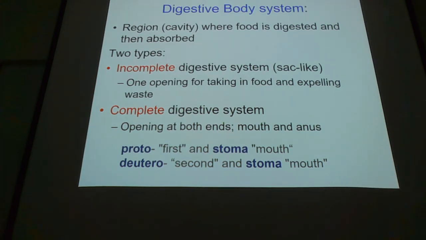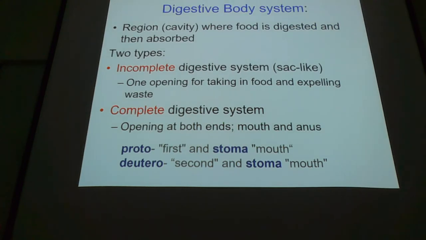In this regard, there are some groups of animals we cannot even classify as protostomes or deuterostomes, because what I told you about protostomes and deuterostomes implies that you have 2 openings there. So animals that have this sac-like digestive system, we cannot call them protostomes or deuterostomes. We say that they have an incomplete digestive system. We'll see who they are, okay?